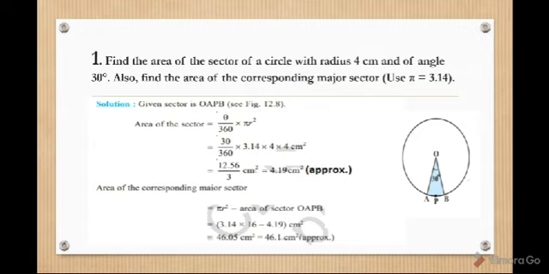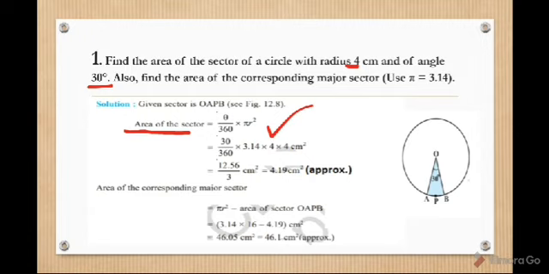The given angle theta is equal to 30 degree and you know the area of minor sector is equal to theta by 360 degree into area of the circle, that is theta by 360 degree into pi r square. So in place of r you will put 4 because radius is given as 4 centimeter, and in place of theta you will put 30 degree. Okay, now do the calculation.